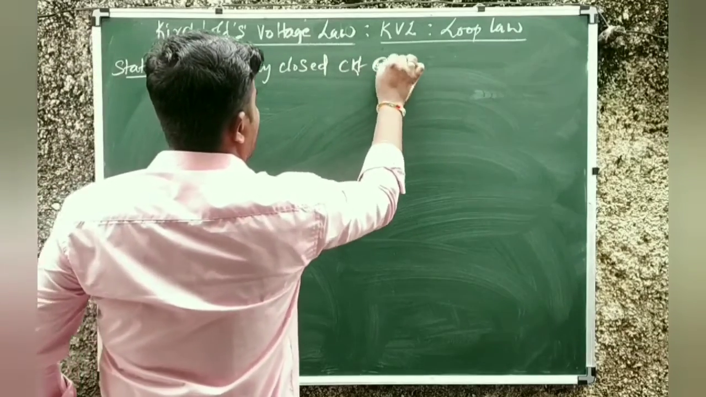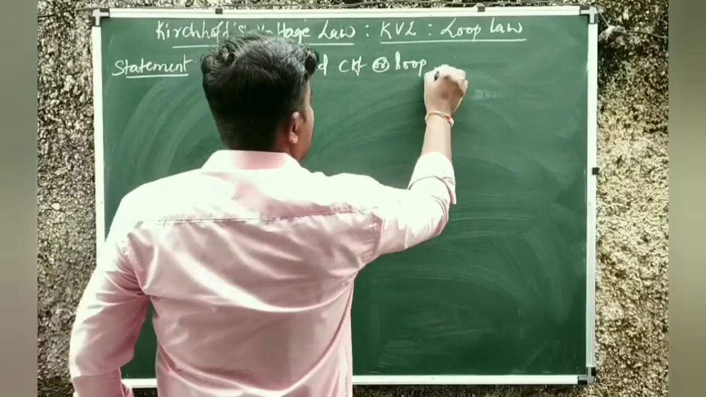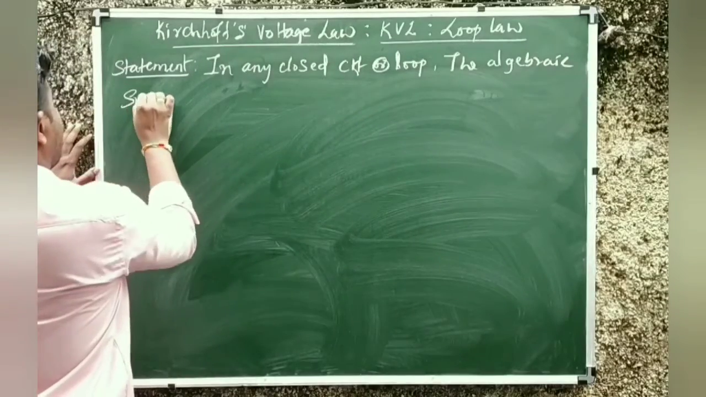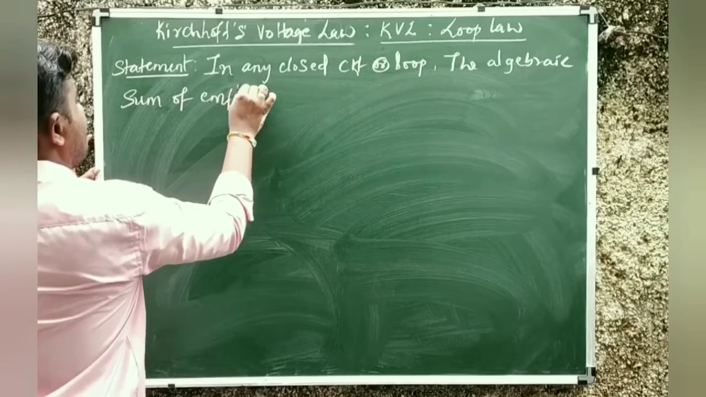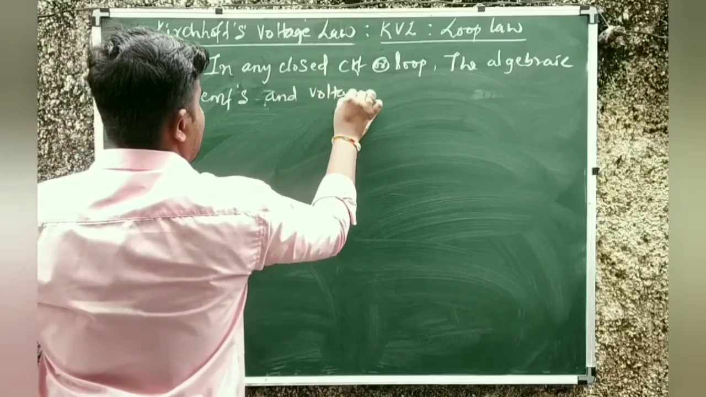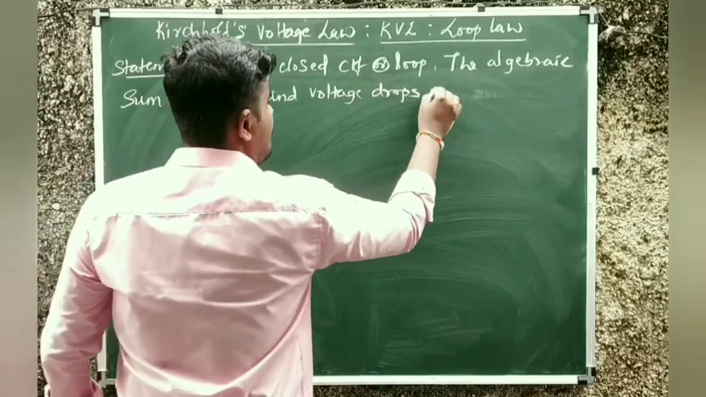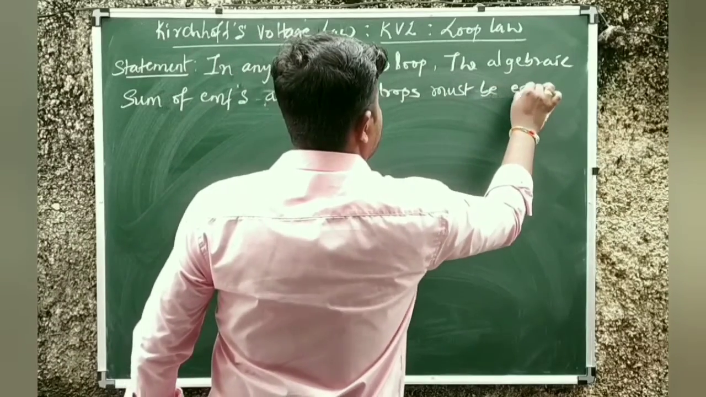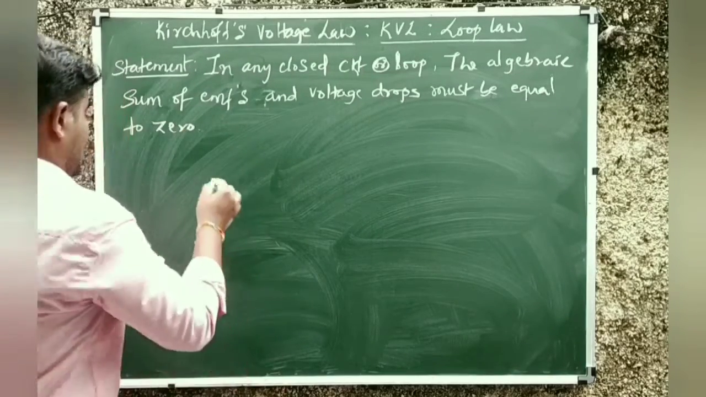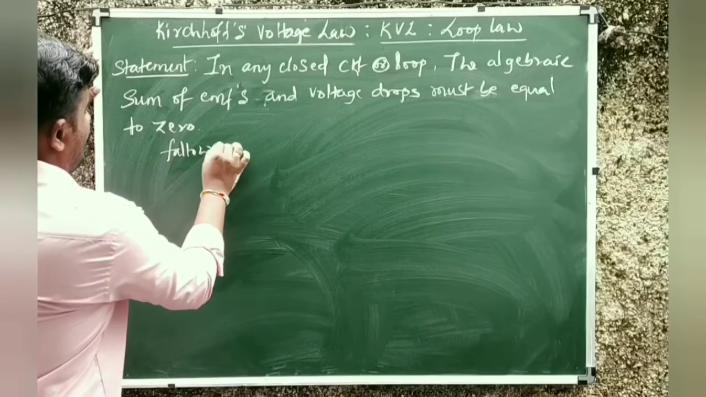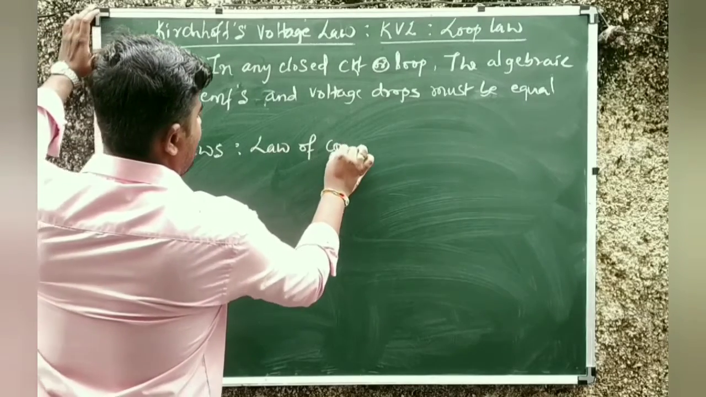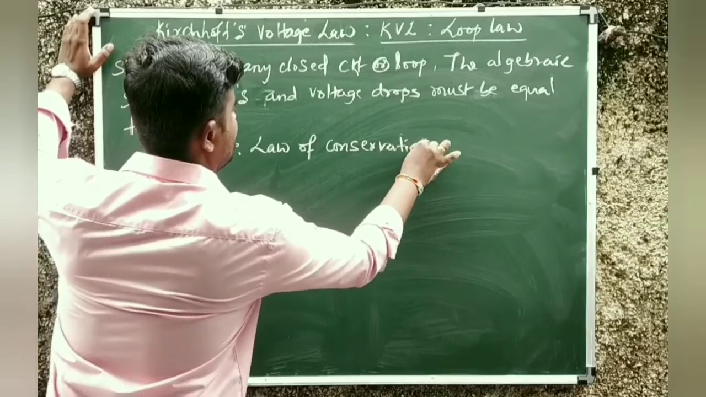In any closed circuit or loop. Loop means closed. The algebraic sum of EMFs and voltage drops must be equal to 0. It follows the law of conservation of energy.